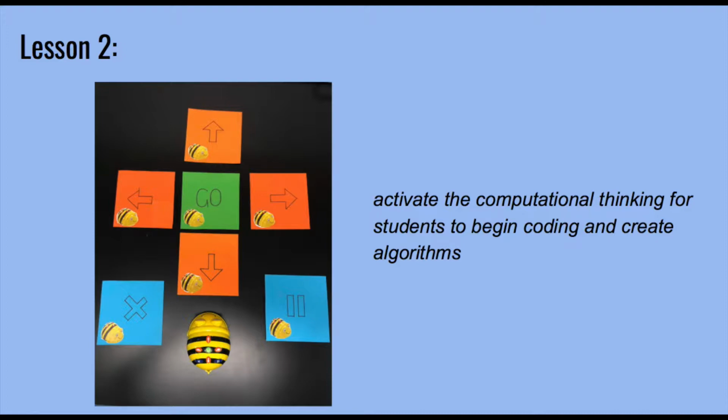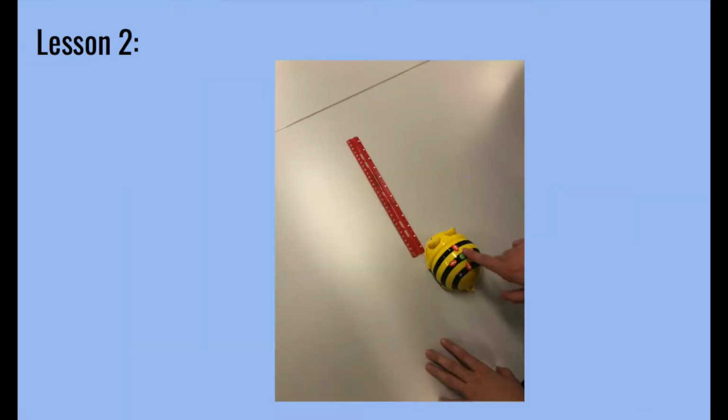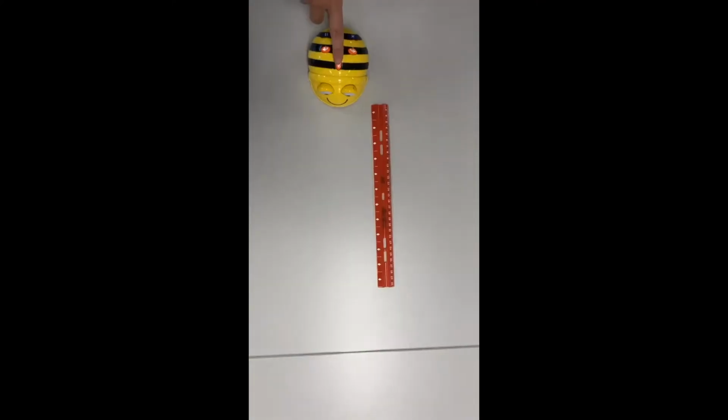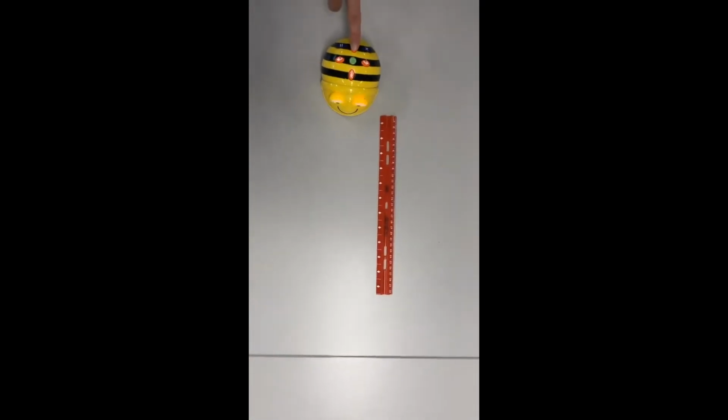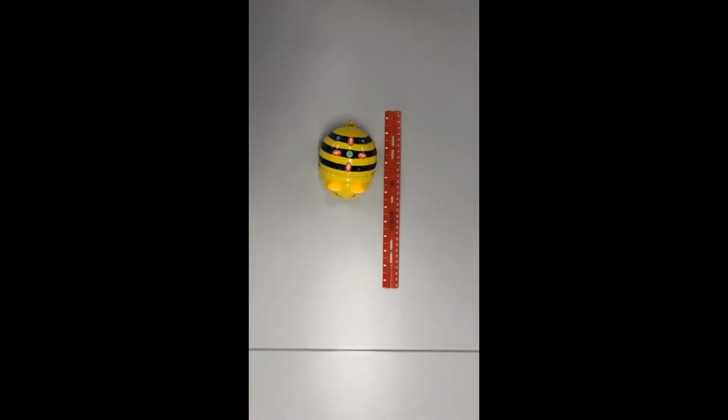These cards activate the computational thinking for students to begin coding and create algorithms to make the B-bot move in a particular way. Students first begin by being allowed to play and use the direction cards to visualize how the B-bot will move and how to put the directions into the B-bot. This is then followed by giving them the task of making the B-bot move the length of the ruler.